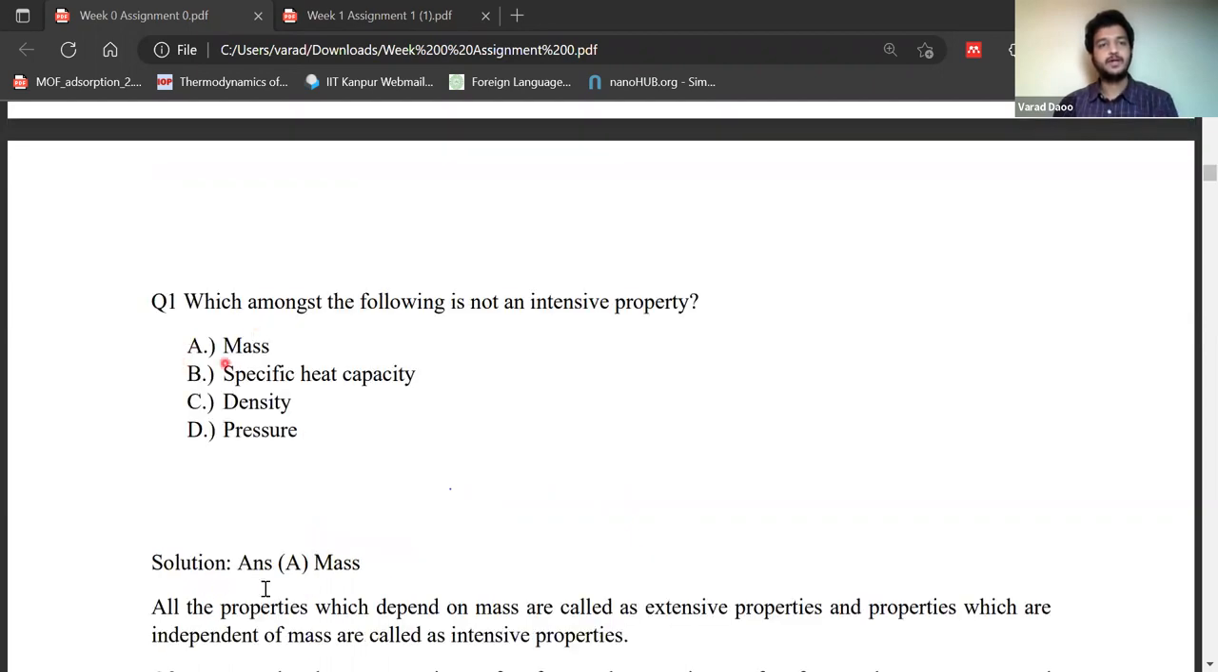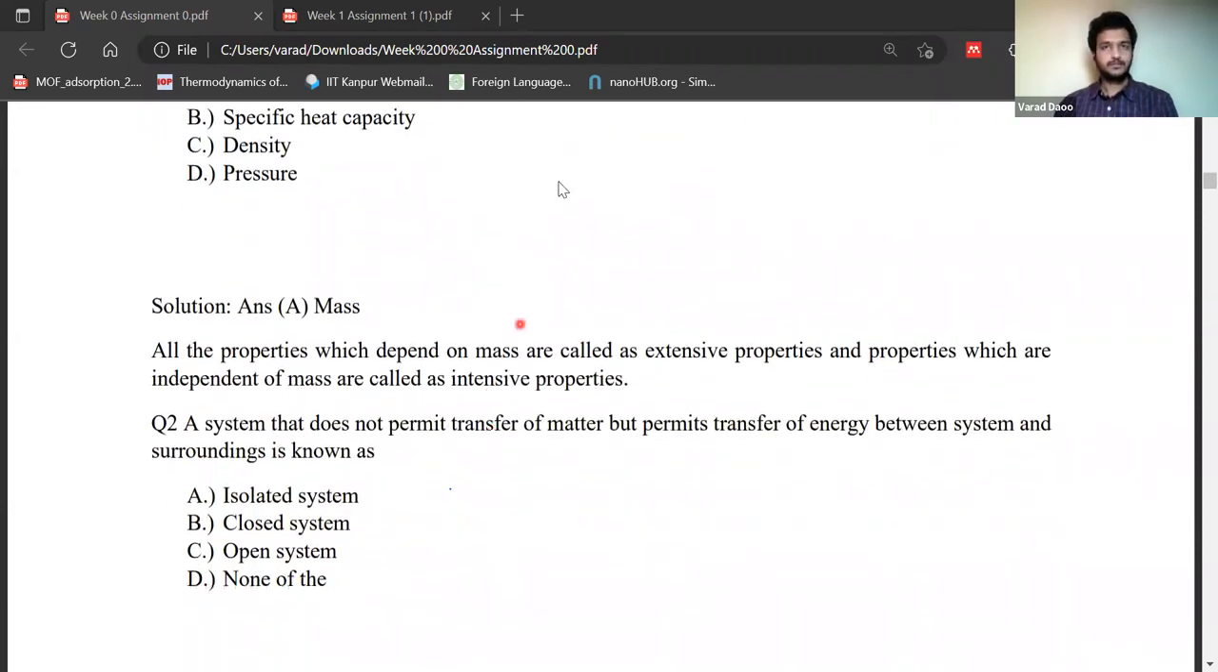Right. So the answer is mass, right? Why? All properties which depend on mass are called extensive properties, and the properties which are independent of mass are called intensive properties. So we want an extensive property. So let us now move on to the next question, right?